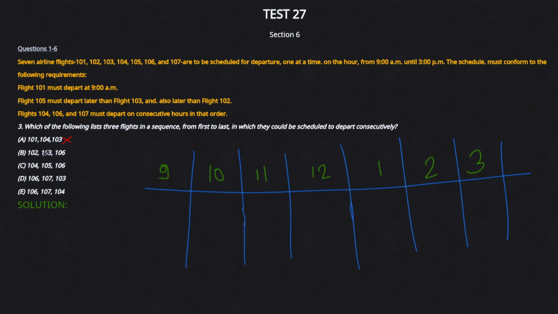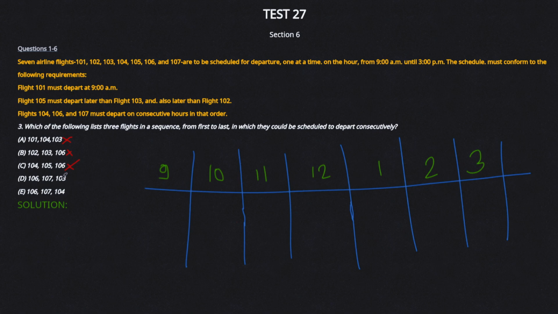Option 2, 102, 103, 104. Once again, we cannot have 106 after 103. We need to have 104 and then we can have 106 based on the last premise. So this is a cross out as well. Then we have a similar case: we cannot have 105 in between 104 and 106, cross out.